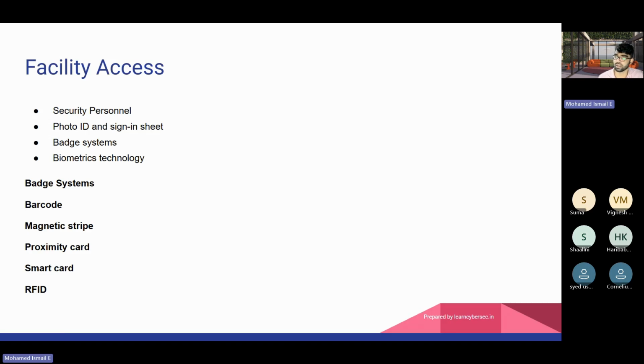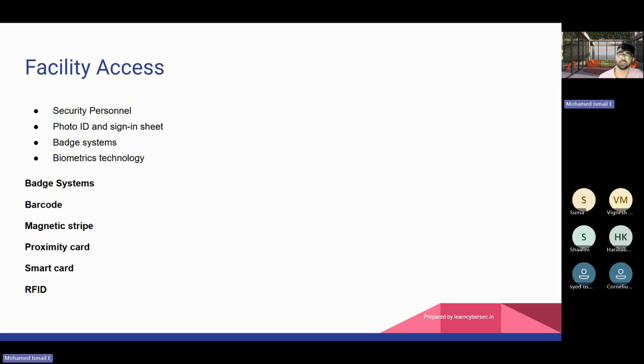Next we have various door access systems, like the badge system. Badge means they have a card. That card they tap and the door gets opened. There is a barcode. Based on the barcode reader, the door will open. Magnetic stripe: if you have seen old ATM cards, there is a black magnetic strip that stores some information that can be used for your authentication to open the door. Then proximity card, similar to the toll gate we pay through, using a smart card or RFID card. When you enter the specific proximity, it senses you and opens the door.